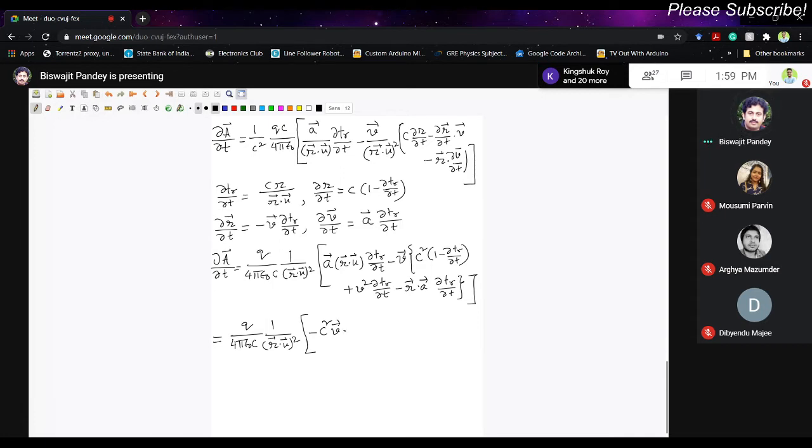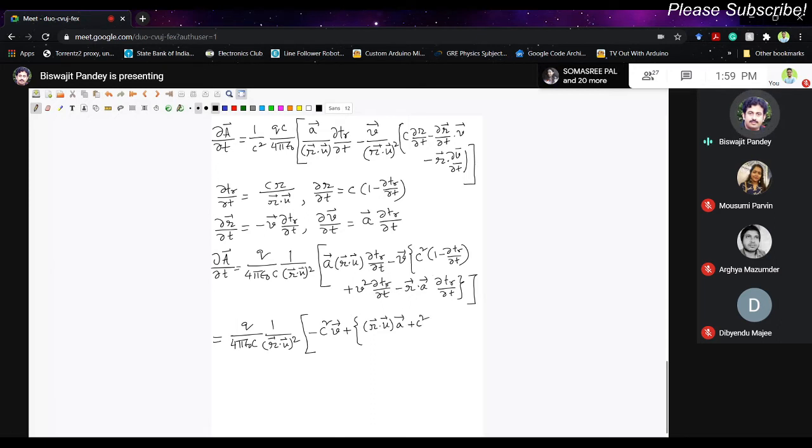Plus, and then I'm clubbing all the terms together which contain del tr del t. Okay, let us do that. And then I'll substitute. That will help us to simplify it in a better way. So r dot u, later we will put del tr del t, r dot u into a, this is the first term. Then we have this plus c square.